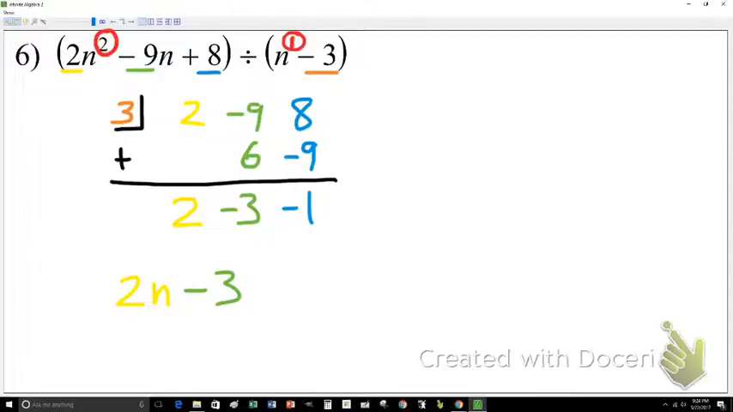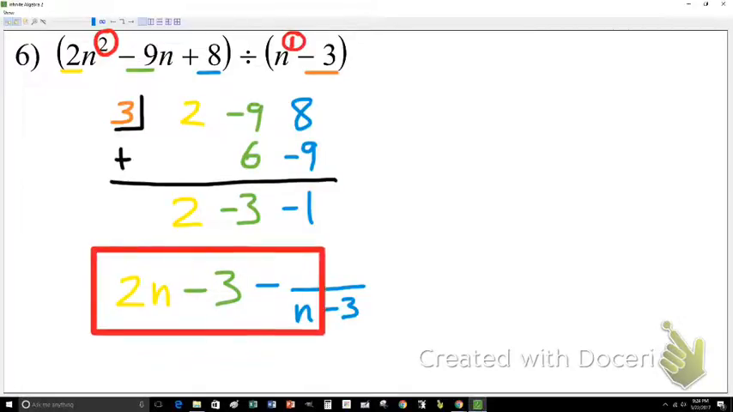And what do we do with that remainder that we have there? Well, all we need to do is place a -1 over our binomial. So we're going to place that over n - 3. You place your remainder over your divisor at the end there. And that's our final answer.